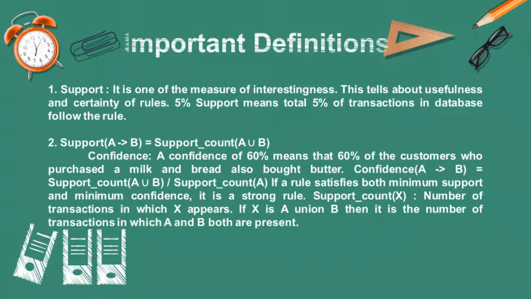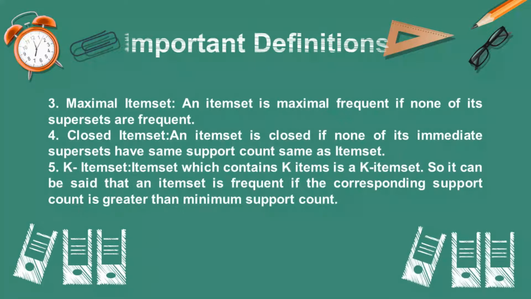Support count of X is the number of transactions in which X appears. If X is A union B, then it is the number of transactions in which A and B are both present. Number 3. Maximal item set. An item set is maximal frequent if none of its supersets are frequent. Number 4. Closed item set. An item set is closed if none of its immediate supersets have the same support count as the item set.